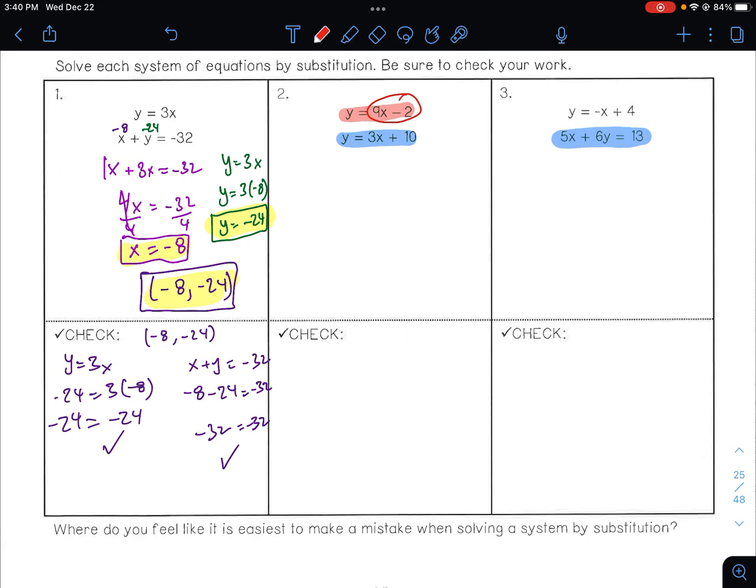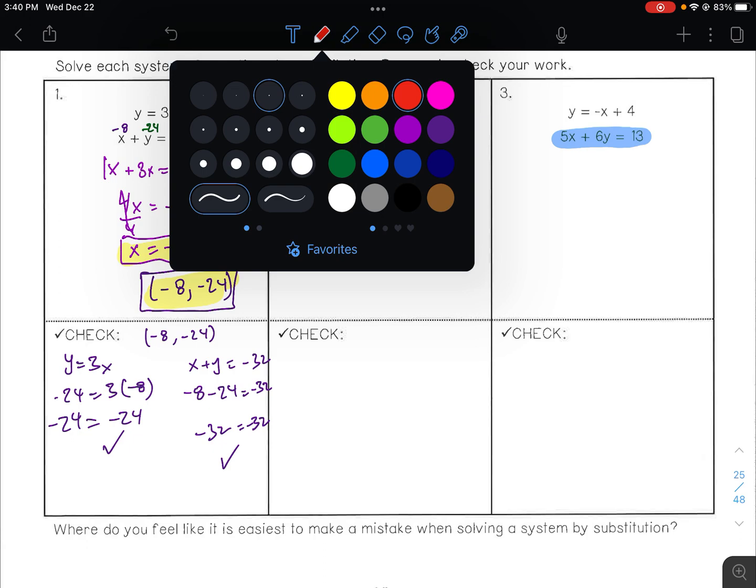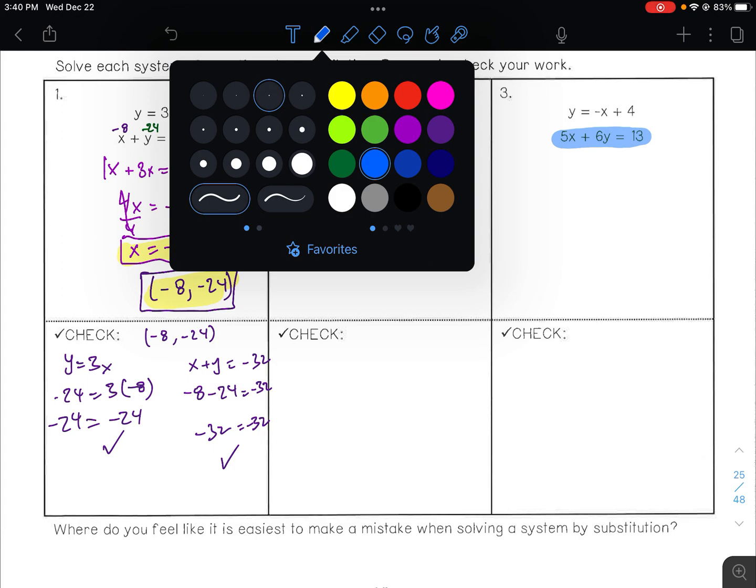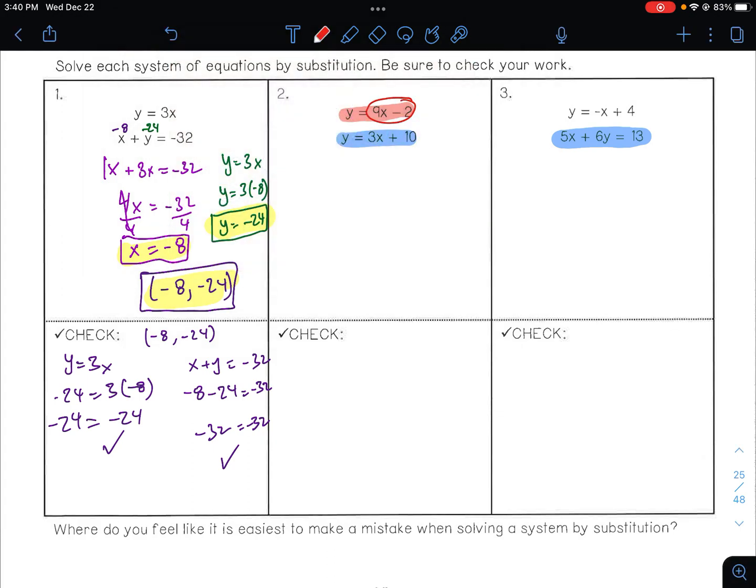Y is 9x minus 2. So we can replace y with 9x minus 2 right there, or you could do it the other way. You know that y equals 3x plus 10, so you can replace that y with 3x plus 10. I'm actually going to do the first way. Does it matter which way you do it? No, not really, especially in this one where they're both written in slope-intercept form, so it's super simple.